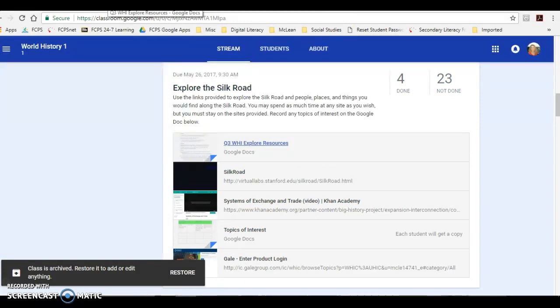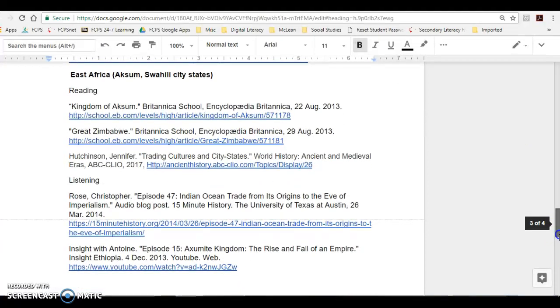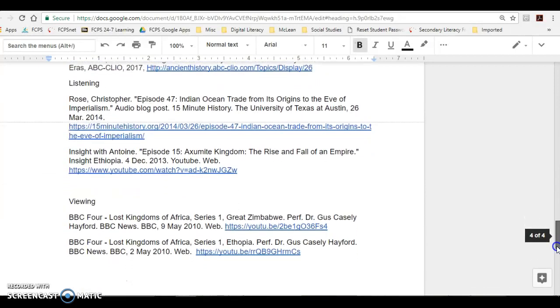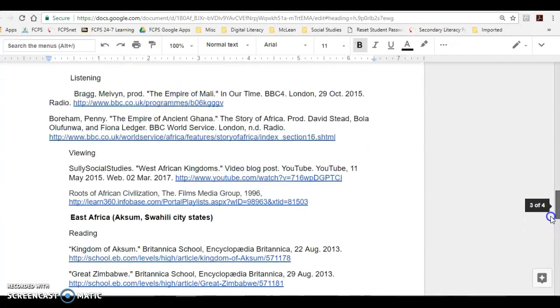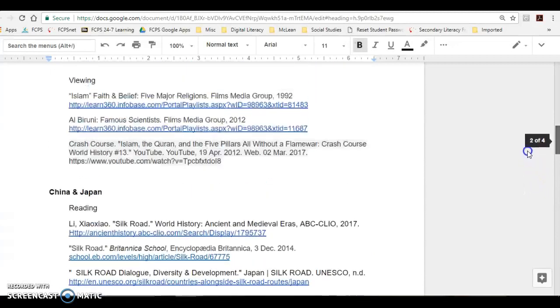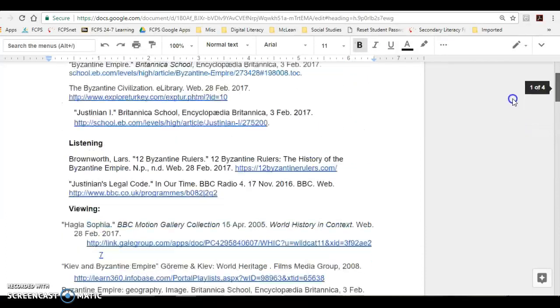And so students were able to explore the different places on the Silk Road through a document that I created based on a lot of different FCPS resources. I wanted students to be able to access this in any modality that was easy for them, particularly since I have a lot of ELLs. And so students went through and looked at places they thought were interesting. So they could listen, they could read, they could watch a video. And so we gave them a lot of different options as far as places they could explore, as far as ideas that they could explore, and as far as different other resources regarding the Silk Road.